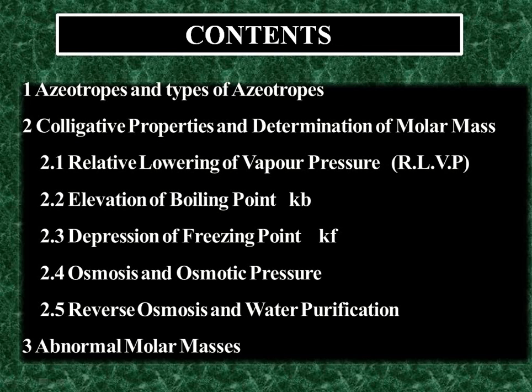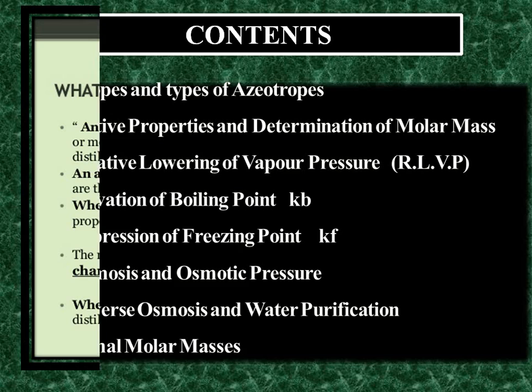These topics are: what are azeotropes, types of azeotropes, then colligative properties, and how these colligative properties are used to determine the molecular masses. Then we will discuss the purification of water, how the elevation of boiling point takes place, how the depression of freezing point takes place, and what is abnormal molar mass. This is all we will discuss in this lecture.